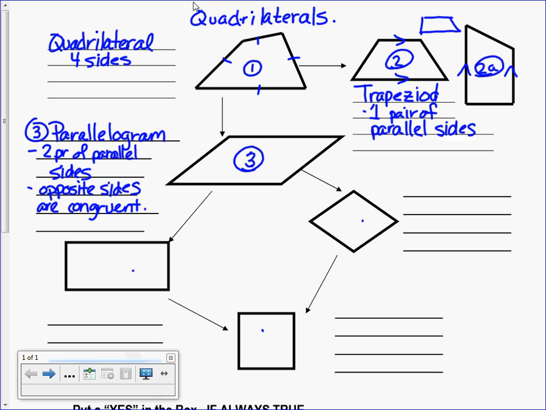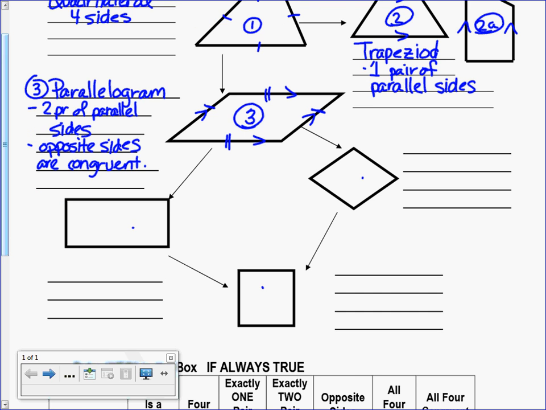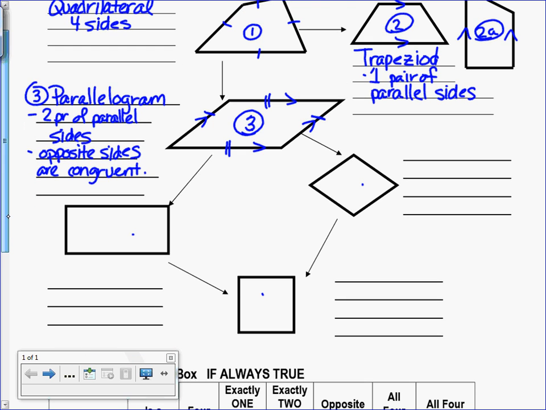When I say that, let's say this side and this side are parallel, and this side and this side are parallel. So it has 2 pair of parallel sides, and also the opposite sides are congruent. This side here is opposite from this side here, and they are the exact same length. This side here is opposite from this side here, and those are the exact same length as well. That is basically what I would say is the grandfather of all the images that we have down here.